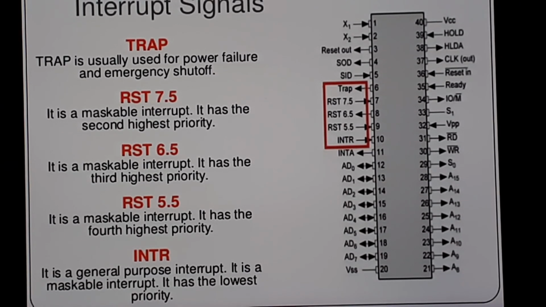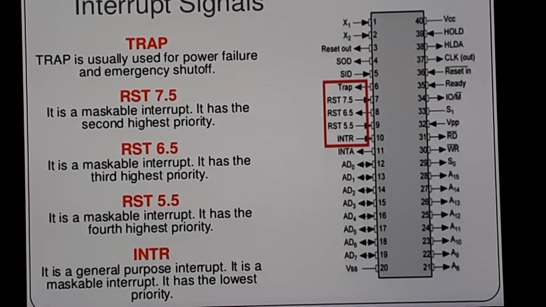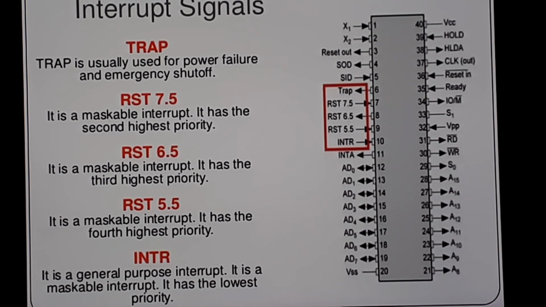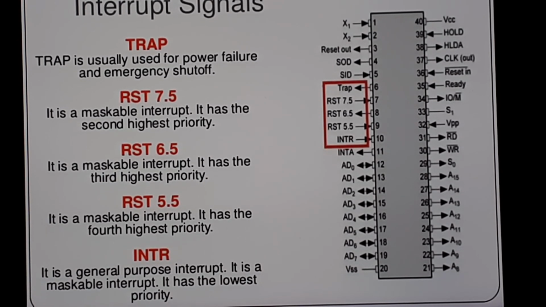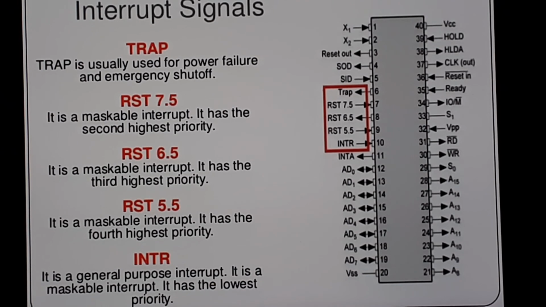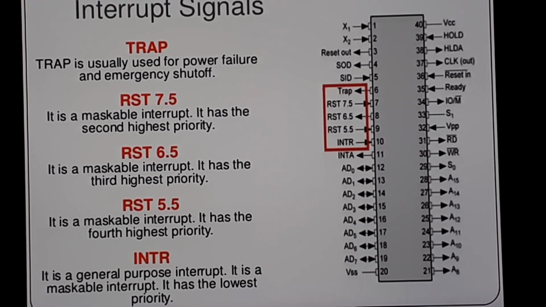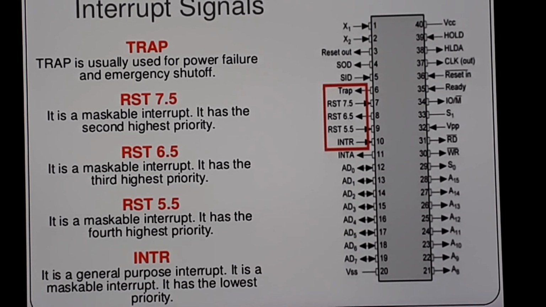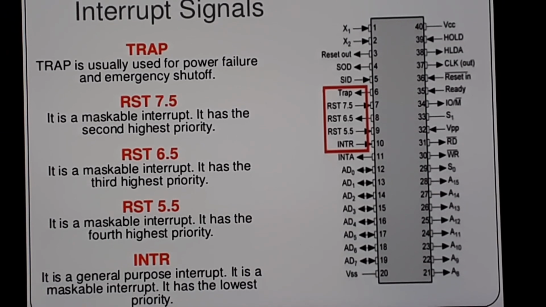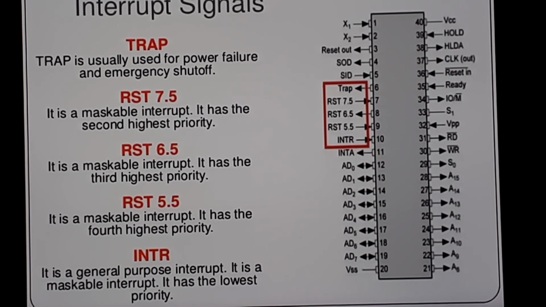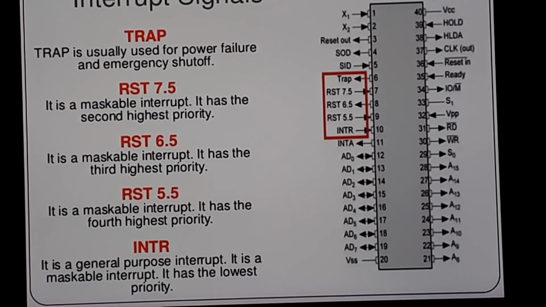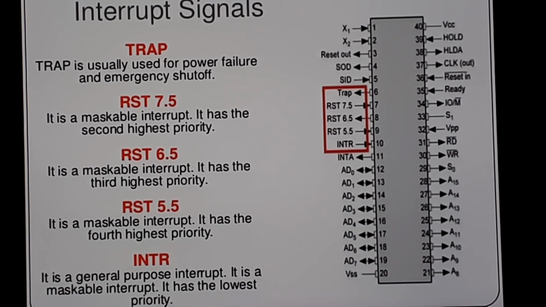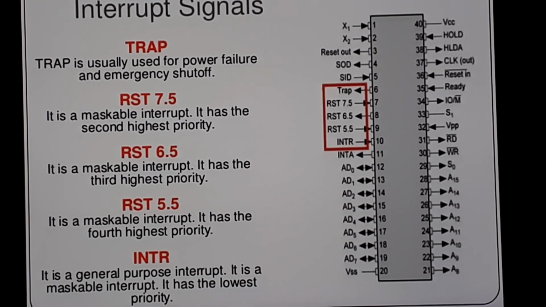The only non-maskable interrupt among these 5 interrupts is TRAP. All the rest of the interrupts are maskable interrupts. It has the second highest priority after TRAP. RST 6.5, you can say it has the third highest priority after this. So it is according to the priority. TRAP has the highest priority, then comes 7.5, 6.5 the next, then the fourth priority is the 5.5 interrupt, and the last priority is given to INTR, which is the lowest priority among the 5 interrupts. So you can study them according to the order which is already given in the pin diagram. So these are the 5 interrupts which are mentioned.